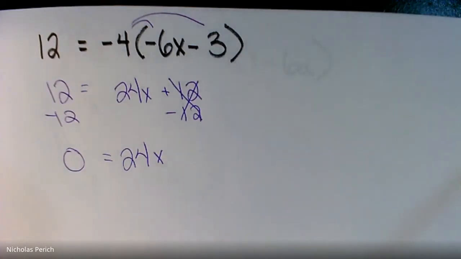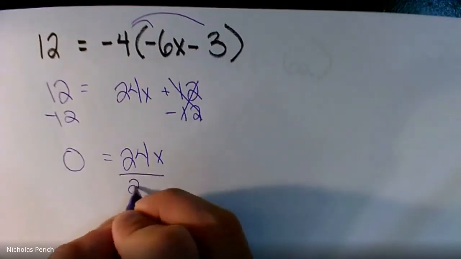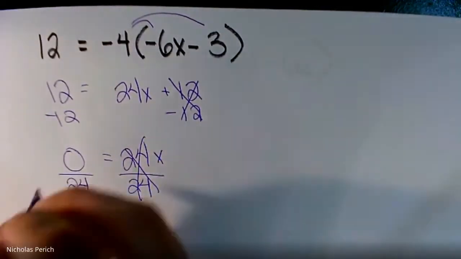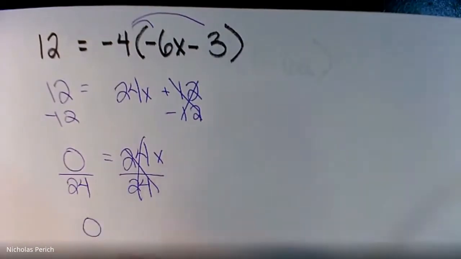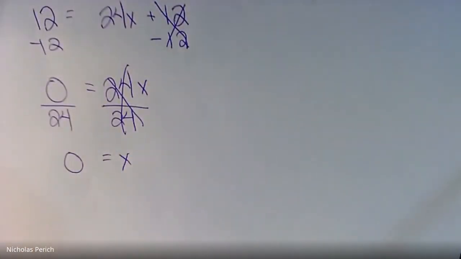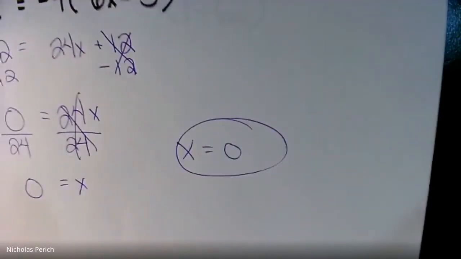Is x all by itself? No. What's in the way? 24. How is 24 in the way? It's being multiplied. So in order to get rid of it, you have to divide both sides by 24. Divide both sides by 24. 0 divided by 24 is 0. That equals x. I hate the way that looks, so I'm going to write out x equals 0. And that's my answer.